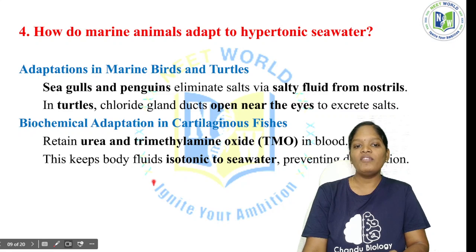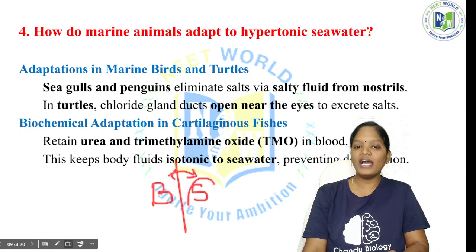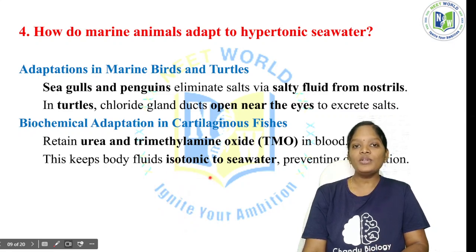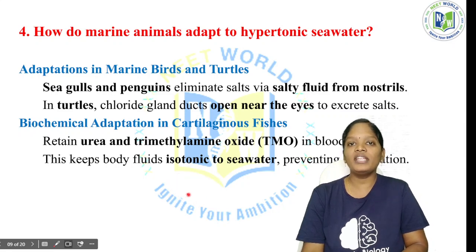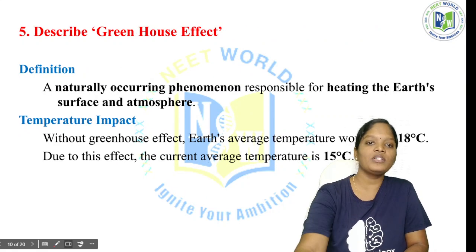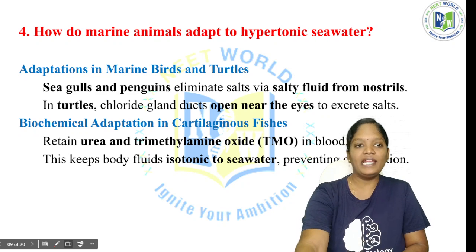Hyper means when compared to the body of the fishes, the salt content will be higher in the seawater. Isotonic means in the body of the fish as well as in the sea, their salt concentration will be equal. That is what isotonic is, right? So this prevents the dehydration.